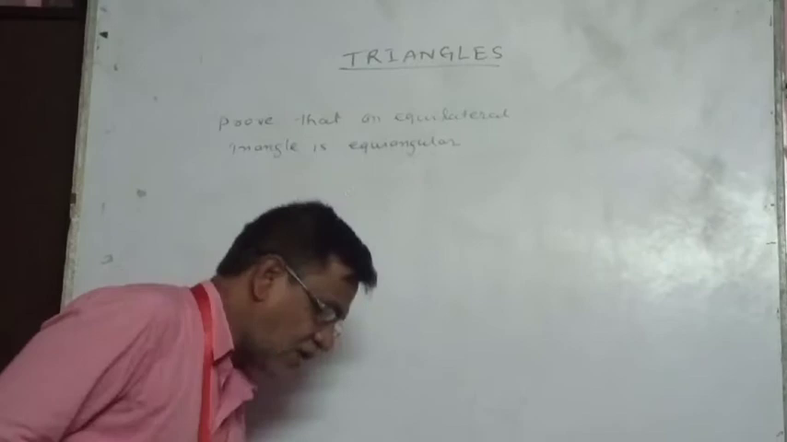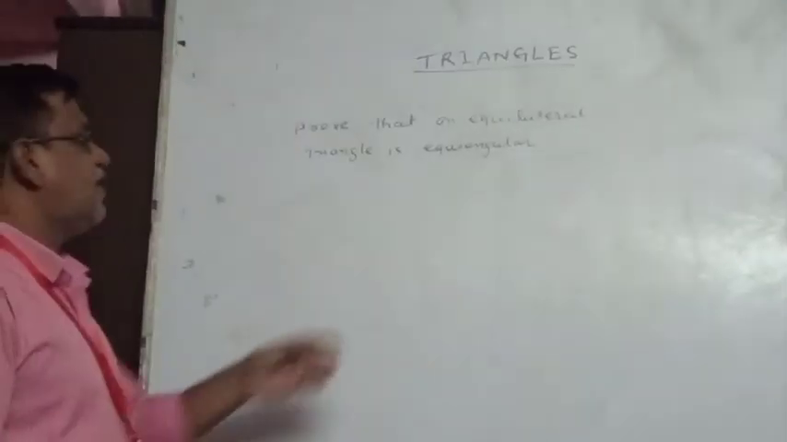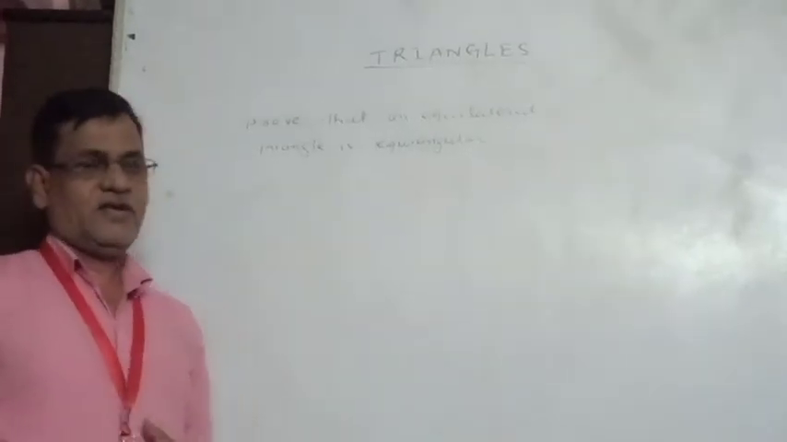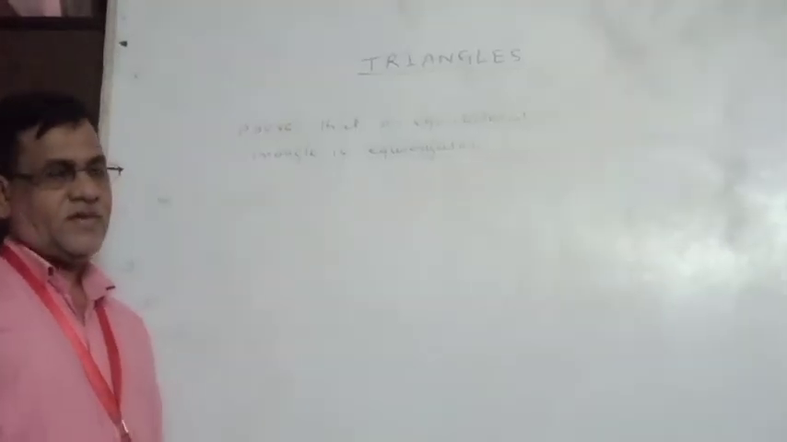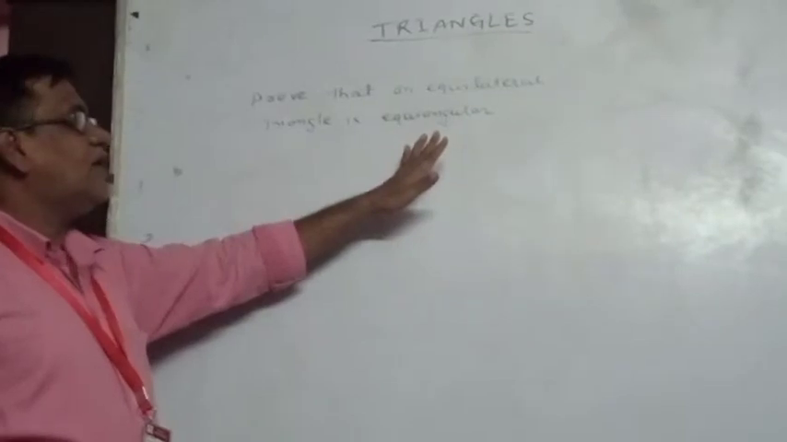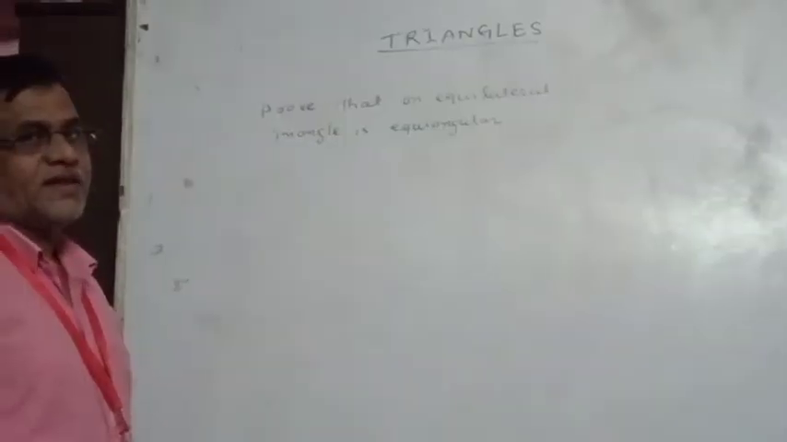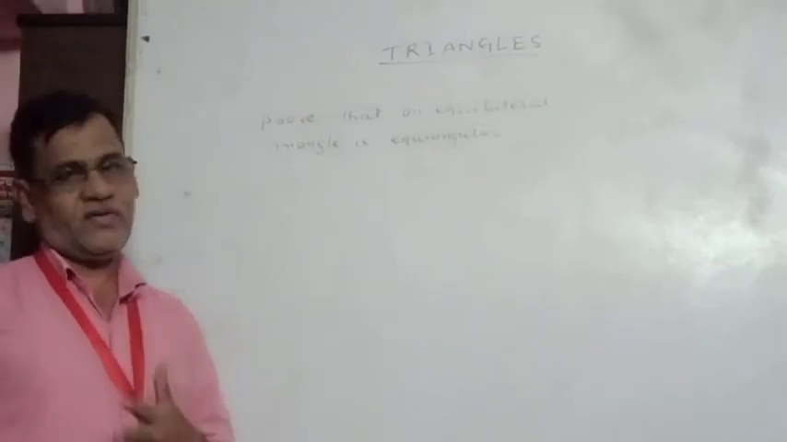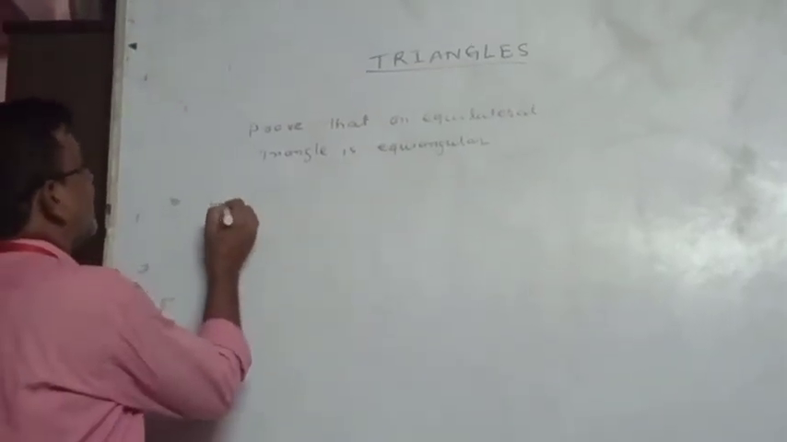Now what is mean by equilateral and what is mean by equiangular? First, equilateral means all sides are equal, and equiangular means all angles are equal. A triangle given with all sides equal, and you have to prove that all angles of that triangle are also equal. Now first you have to write down here given.